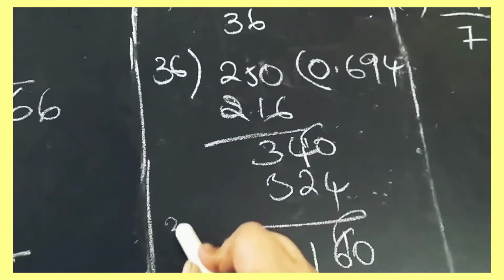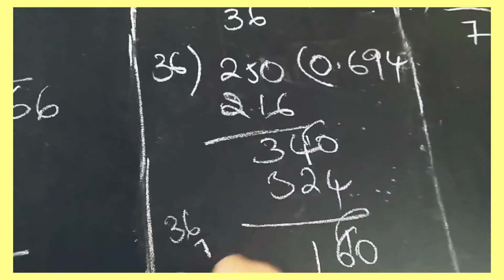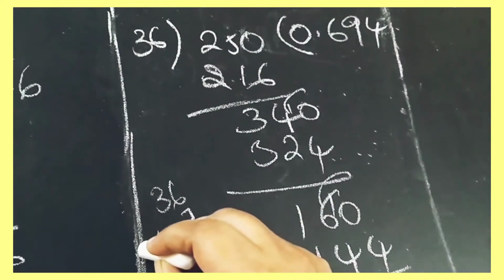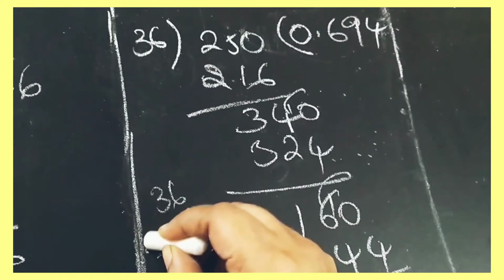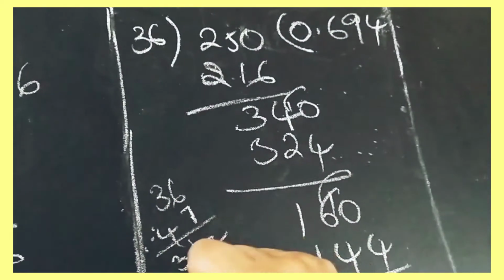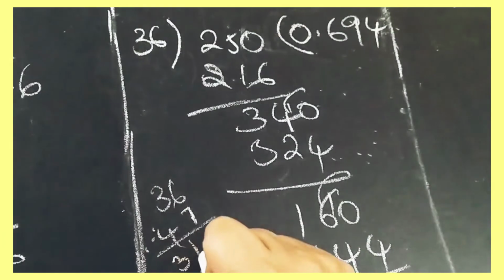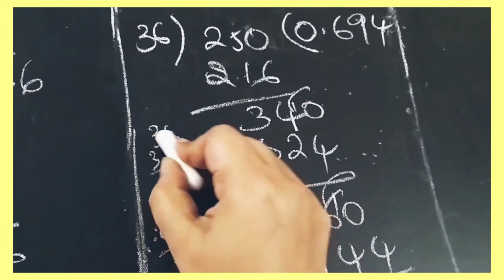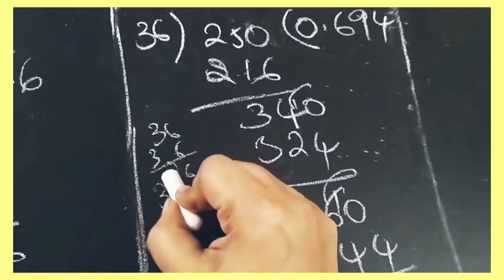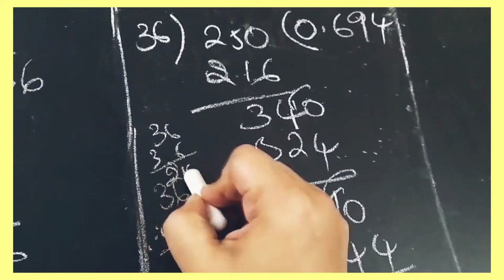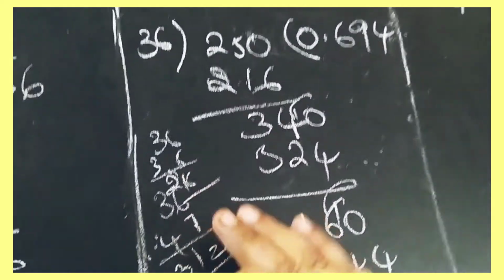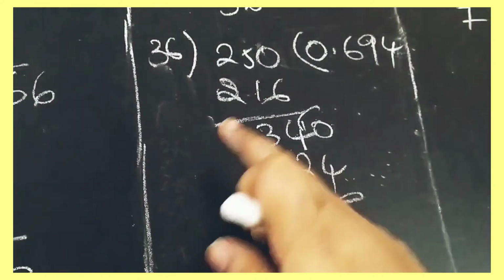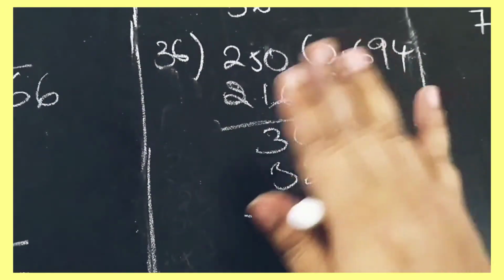If you see 36 7s are, 6 7s are 42, 7 3s are 21, 28, 29, 30, 31. It is 312. So you can't take these now. If you see 36 6s are, 6 6s are 36, 6 3s are 18, 19, 20, 21. It is 216. So 216 we are taking here. So 36 6s are 216 here.